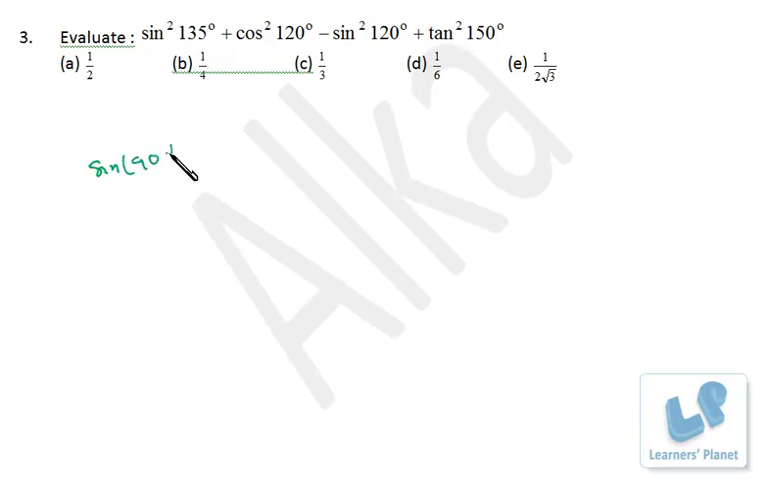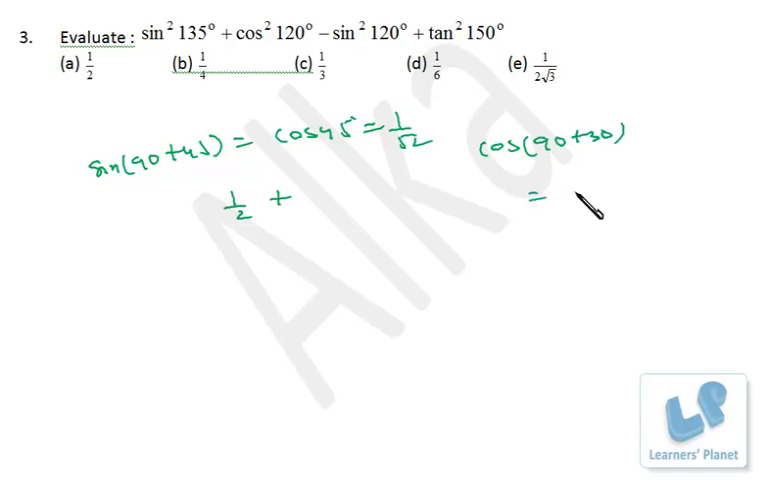Quickly, sin(90 plus 45), that's cos 45. Cos 45 is 1 by root 2. So the square of that will be 1 by 2, right? Plus cos 120 is cos(90 plus 30), that's minus sin 30. So sin 30 is actually half, so this is minus half. Okay, so the square of that will be 1 by 4.